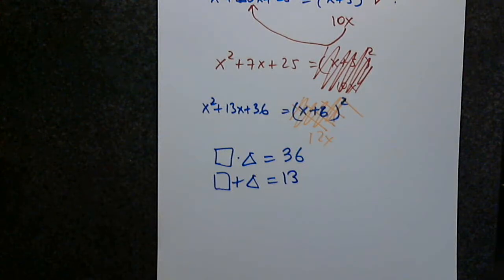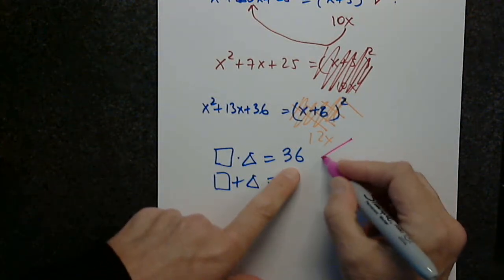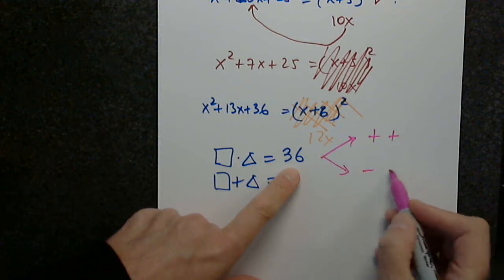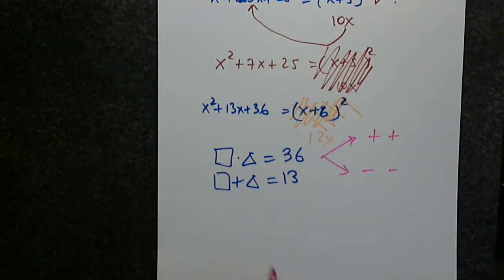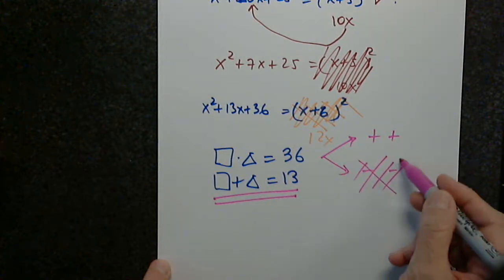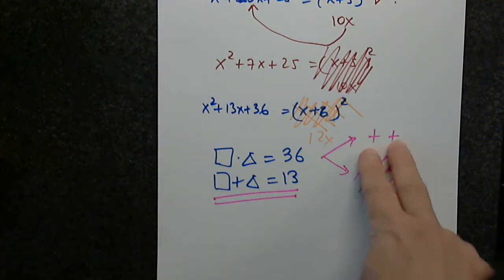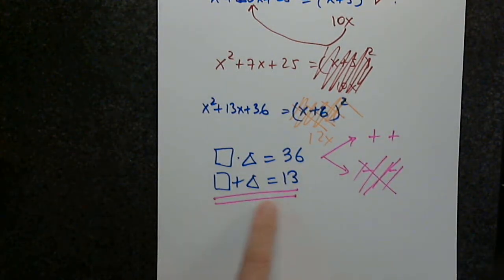Excellent. So remember how we think. We always start with the product. The product is positive, so therefore there are two possibilities, both to be positive or both to be negative. But the sum is a positive number, so this makes no sense. I can't add two negative numbers and obtain a positive number. So then I'm looking for two positive numbers whose product is 36 and whose sum is 13.